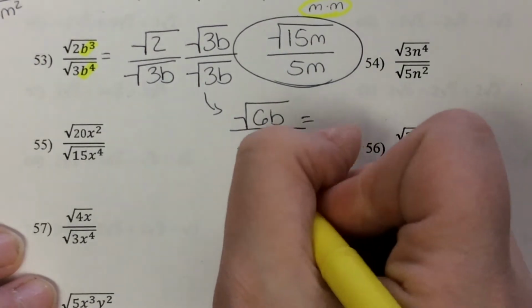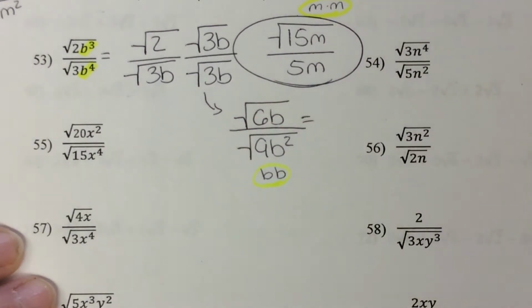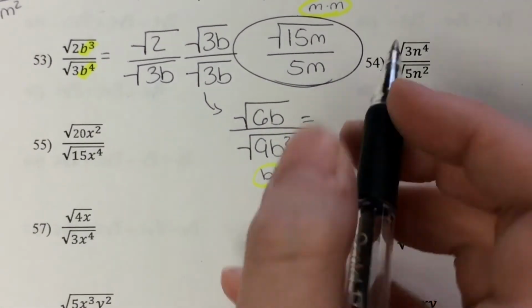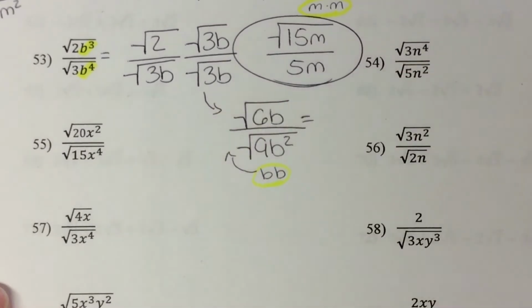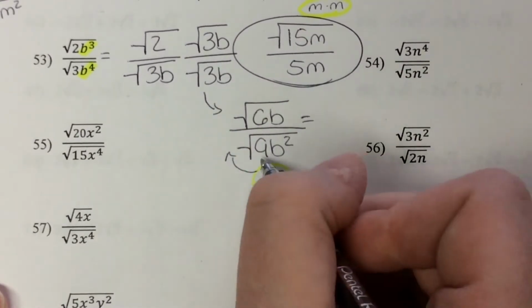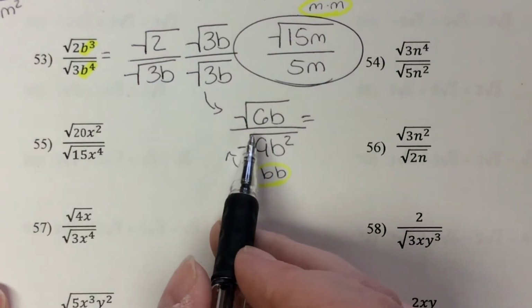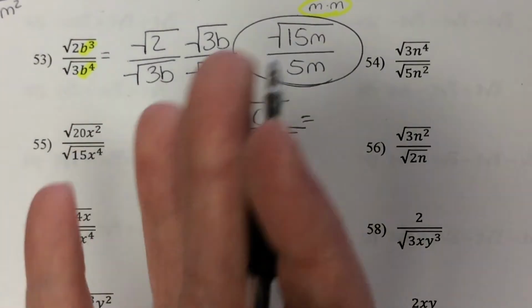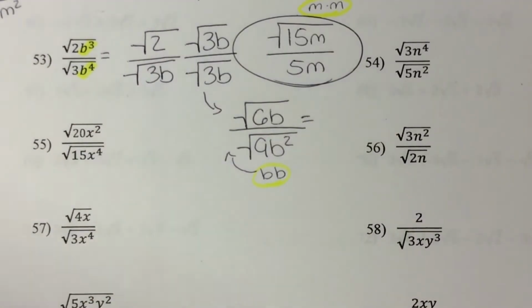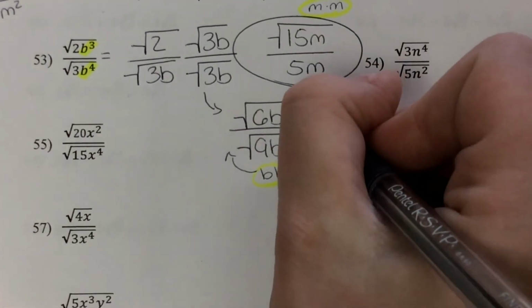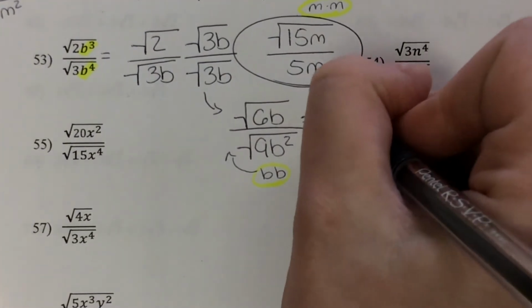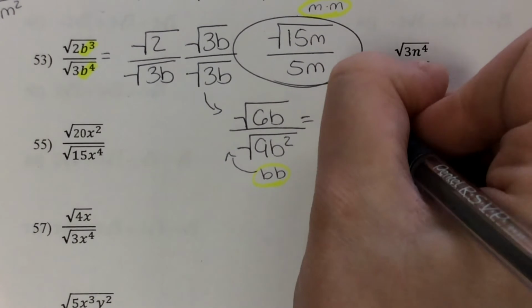And remember, when we have groups of 2 of anything, it gets to come to the front of the house. They get to leave. Remember, we talked about being teenagers. And 9, the square root of 9 is 3. So 3 and b both leave the house, and nobody's left at home. So in the bottom, it's just 3b, and in the top, radical 6b.